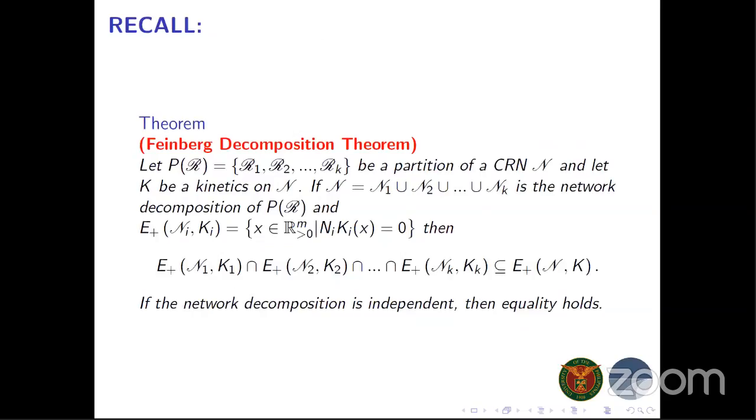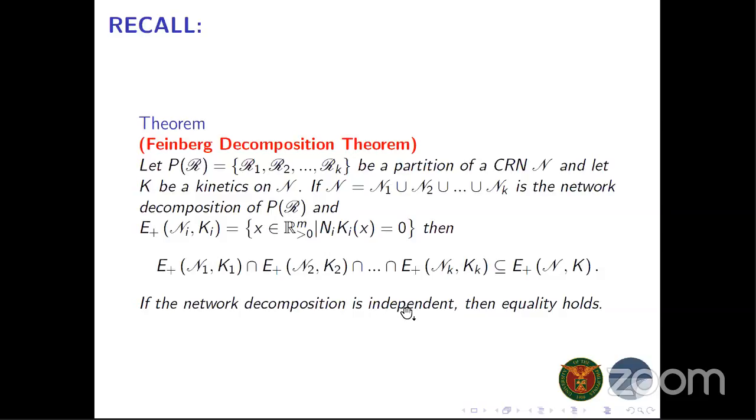So let's recall the Feinberg decomposition theorem. So you have a partition of a CRN and a kinetics K. So if the decomposition is a fundamental decomposition in particular, you have several decompositions such as linkage class decompositions and so on. So in this particular case, you're dealing with the fundamental decomposition. You have this particular set of equilibria for each subnetwork. Then we have the following conclusion. The intersection of the sets of equilibria of each subnetwork is equal to the set of equilibria of the whole network if the decomposition is independent.